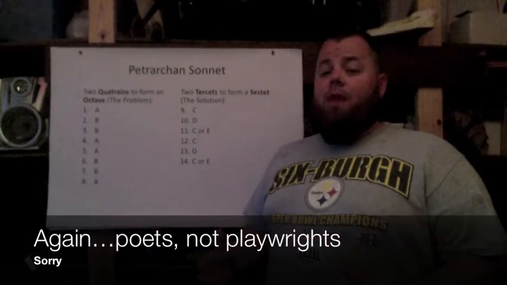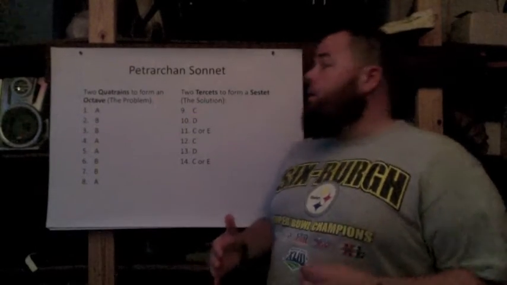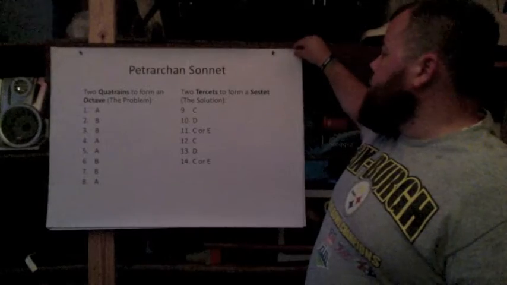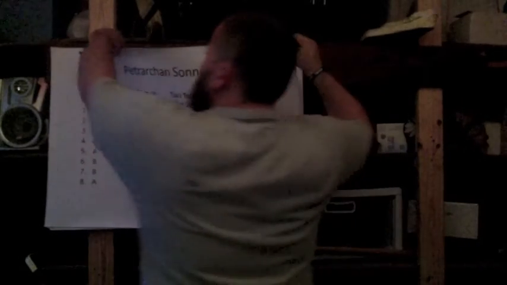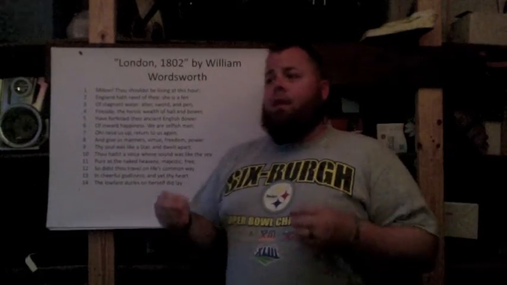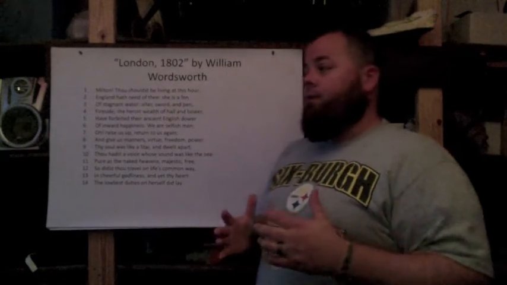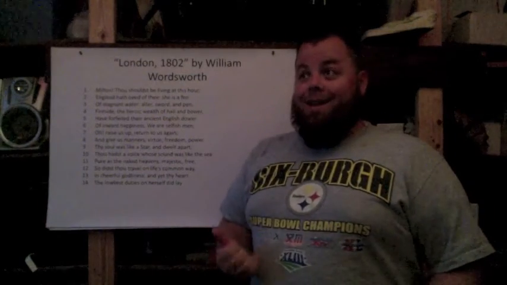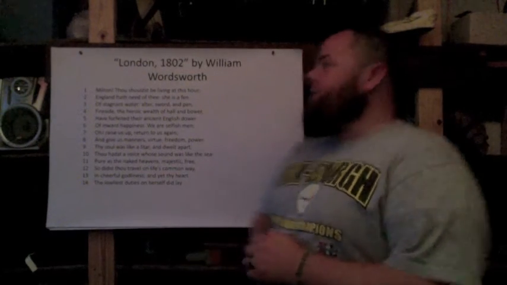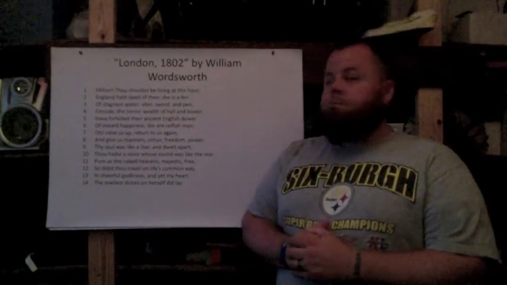However, we do see playwrights who really play with those different ideas. So let's check out a Petrarchan sonnet. Unfortunately, we will not be looking at a sonnet written by Francesco Petrarch because the Italian translation into English doesn't really line up in terms of that rhyme scheme. And our rain is getting heavier and heavier, which fits really well with the mood of London, 1802 by William Wordsworth.